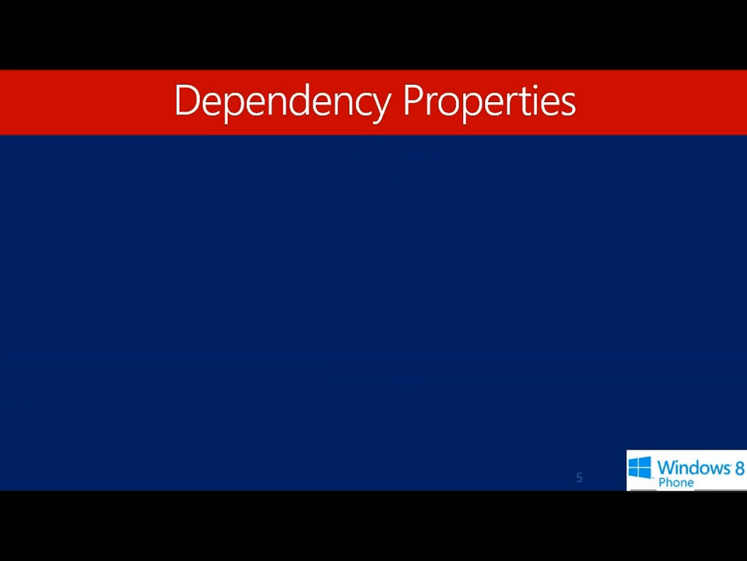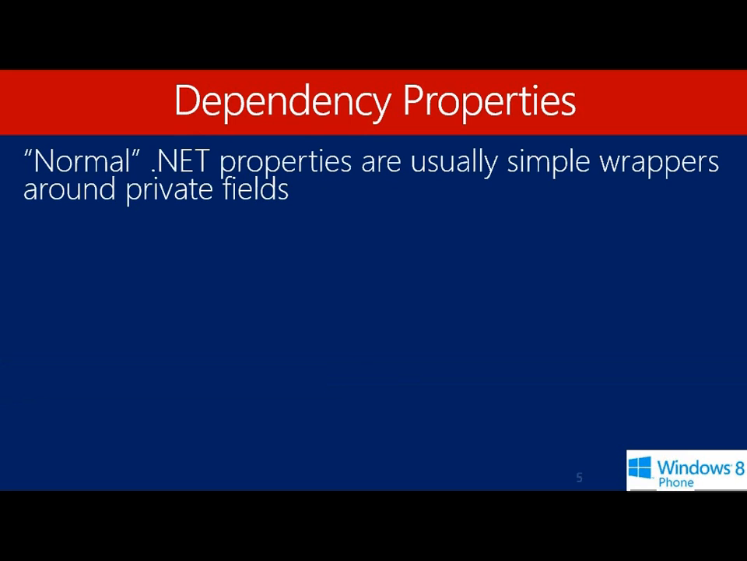So the next thing I want to talk about are dependency properties. So what are dependency properties? Usually we think of properties in a .NET sense as a simple wrapper around private fields. But really that's just an implementation detail that may or may not exist. Properties are methods, and we don't really have to use that kind of code. So these simple wrappers are good enough for many scenarios, but sometimes they're simply not enough.